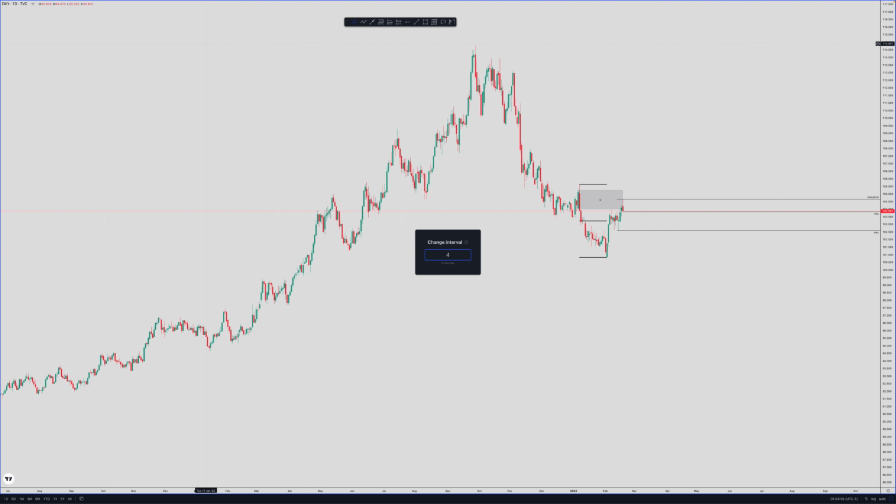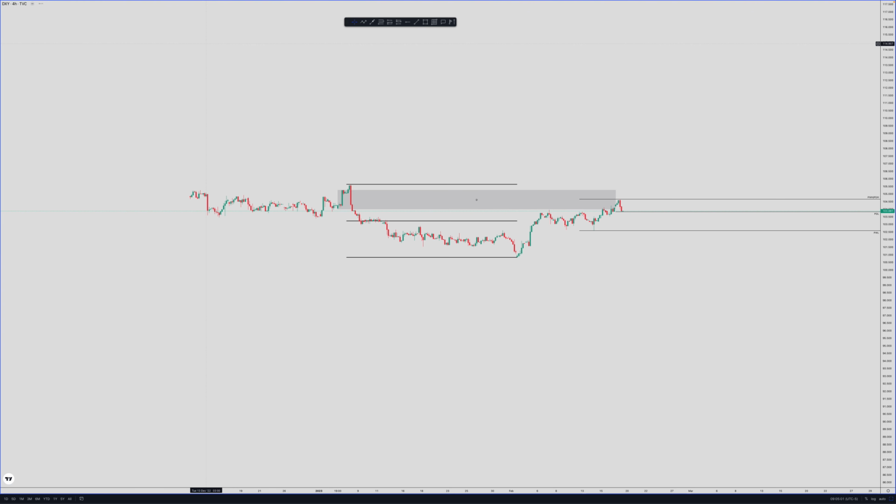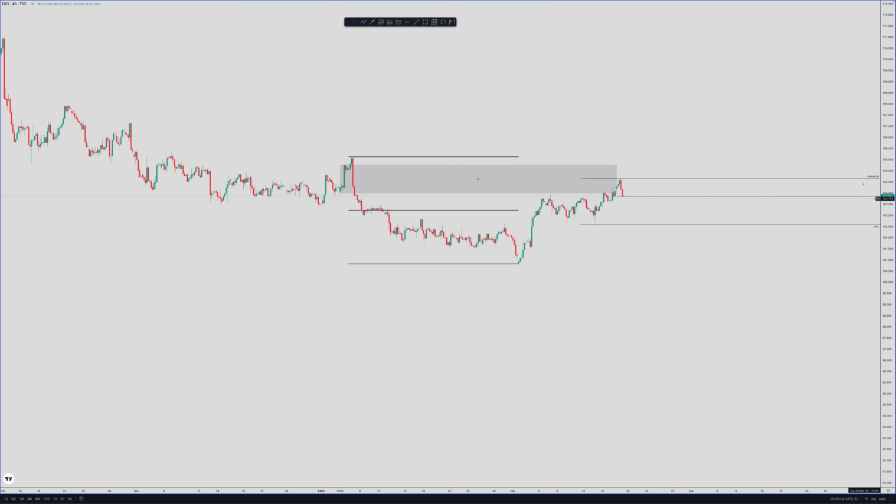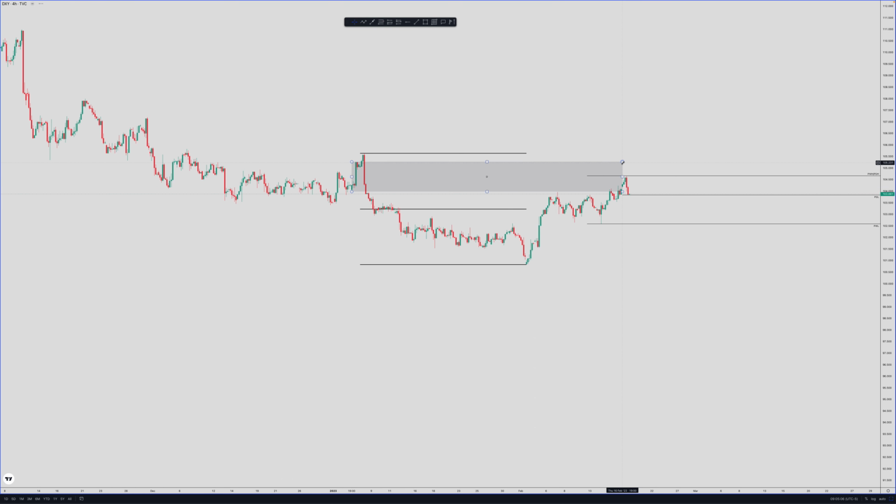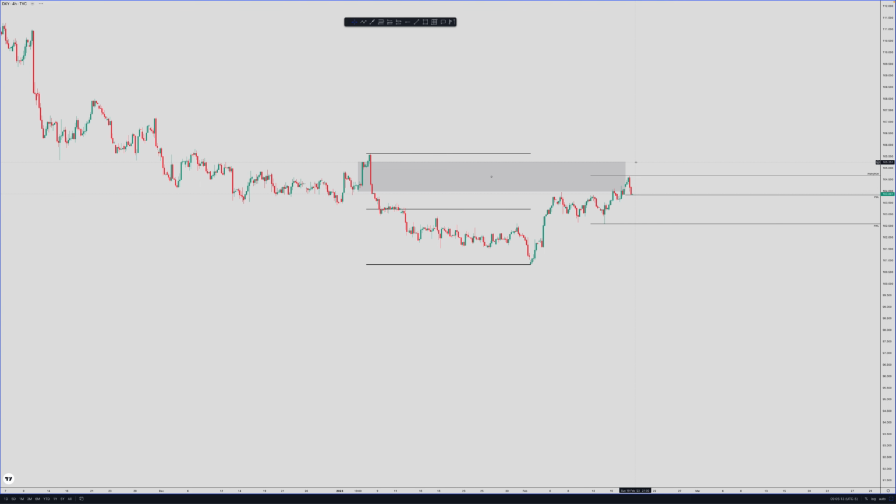So down into the 4 hour. I mostly mark up DXY for its correlation with EU, of course, for those that don't know. And I'll explain that further later on once we're done marking it up. So you can see we're in this daily POI. And what I'm going to do here, just so it's not covering too much of an area and we can keep an eye on the 4 hour, I'll reduce this down to the 4 hour imbalance or fair value gap.